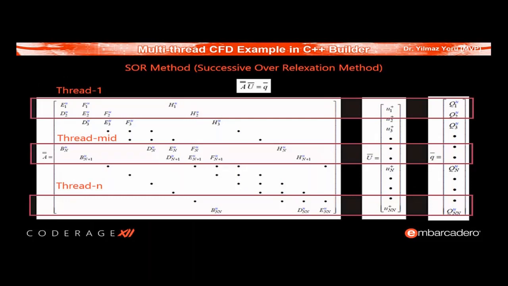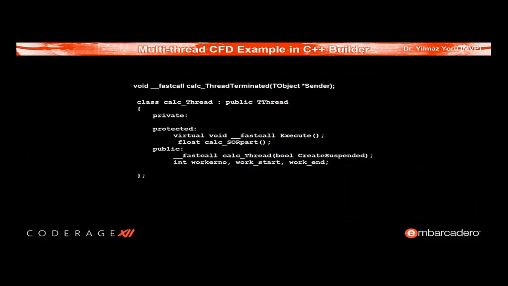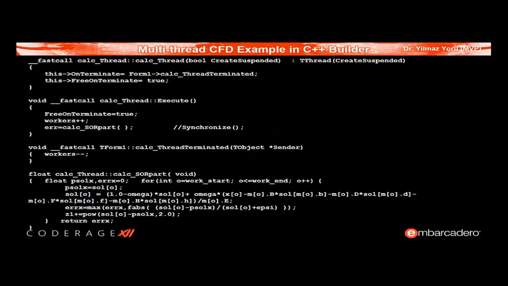And if you want to do this multi-thread, first you should define class of the calculation threads. And this is our class. We have public worker number, workers, work start and work end parameters. Which line of the matrix you will start to calculate here, and which line of the matrix you will stop the calculation. And those are the threads that we used here.